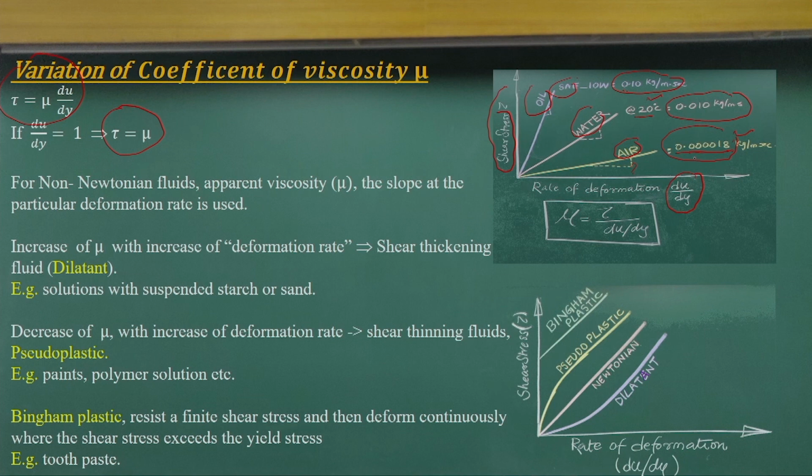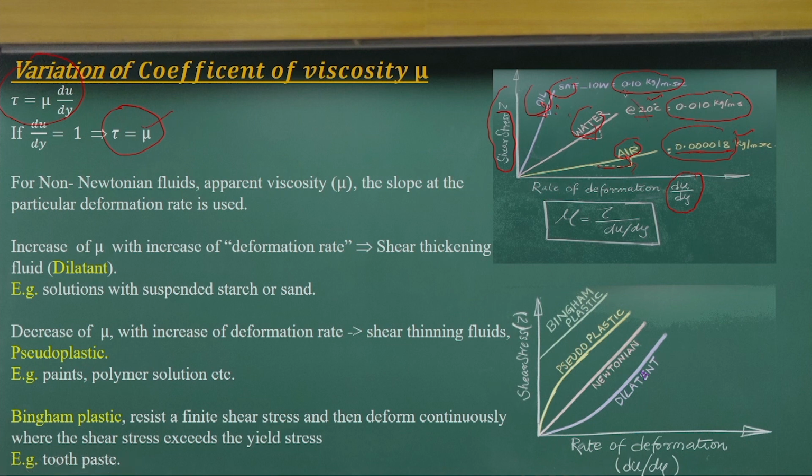If you look at these figures, you can understand how the coefficients vary from fluid to fluid, and these slopes are indicating that, and these are constants. So, we get straight lines, and the slope will give us the coefficient of viscosity.